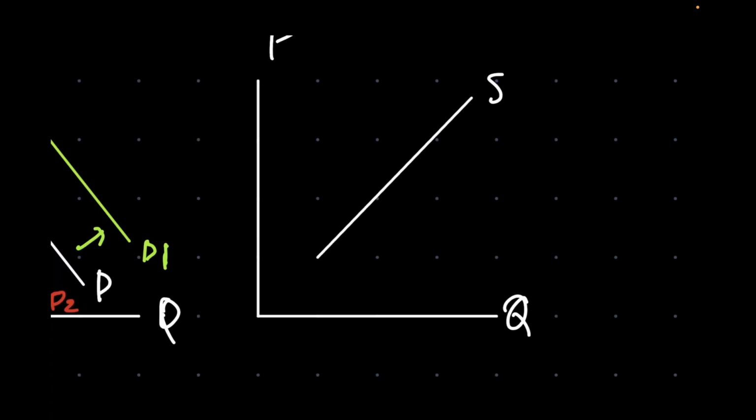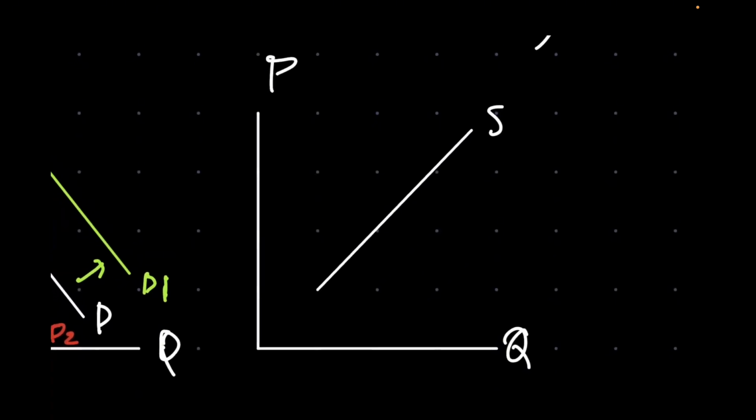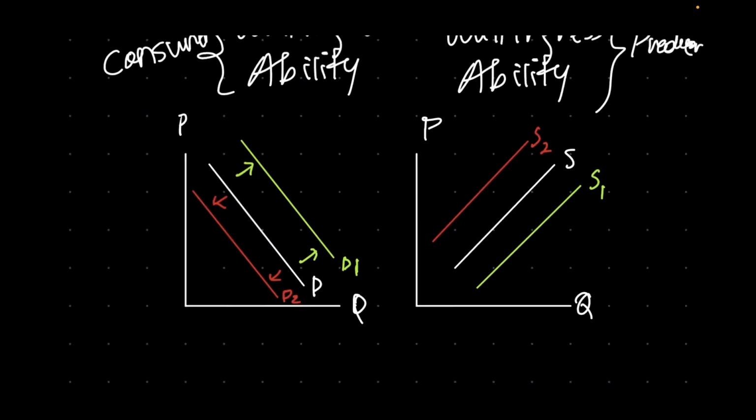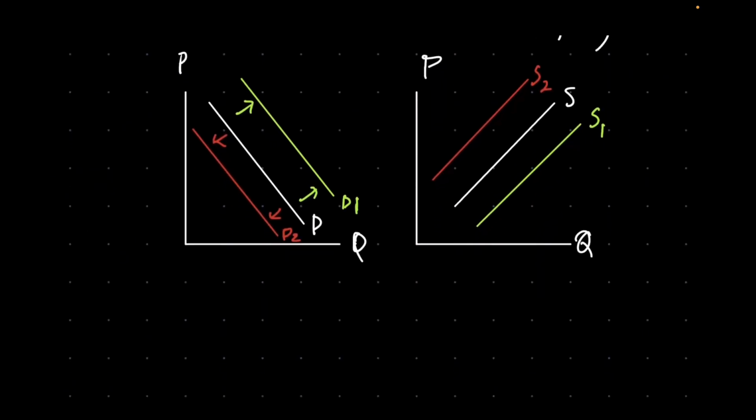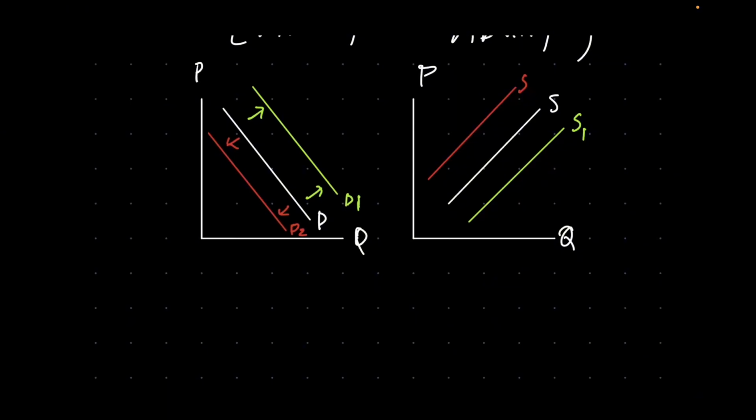Let's try and do the same for supply. I want you to try and do this for yourself before you look at this. Yes, you're right. So you have the supply moving to the right when the supply increases, and the supply moving to the left when supply decreases. So now we've looked at how the price could change when the levels of supply or demand change.